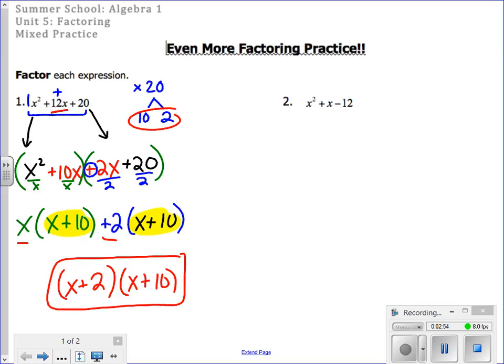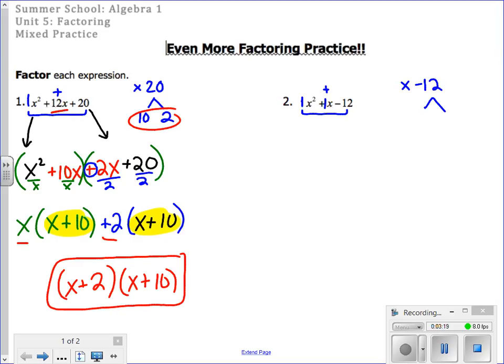All right, same idea here in number 2. I have a 1 that's in front of the x squared. So I have to multiply 1 times negative 12 and find that I need two numbers that are going to multiply to negative 12. They're going to multiply to negative 12, but they have to add, there's a little 1 in front of this x. So multiply to negative 12 and add to 1.